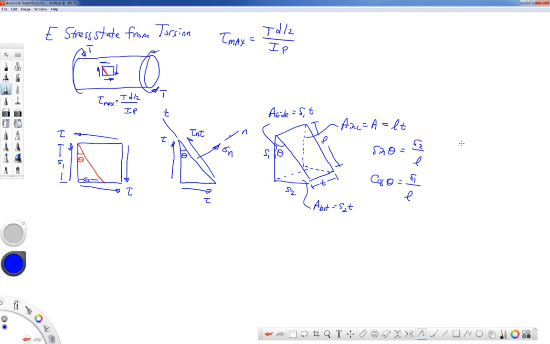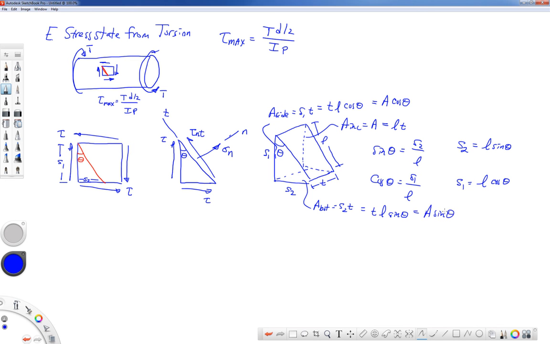I want to write it this way. S2 is equal to L sine theta, and S1 is equal to L cosine theta. So I can rewrite that in here as T times L times the cosine of theta, and this is T times L times the sine of theta. Of course, T times L is the area of the inclined plane, so this is the area times the cosine of theta, and this is the area times the sine of theta.